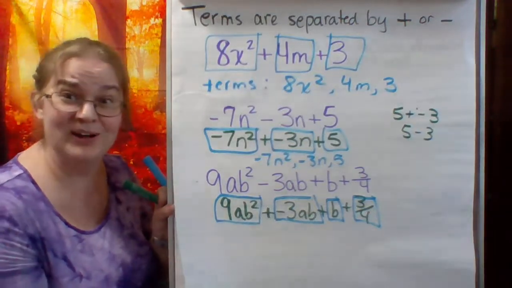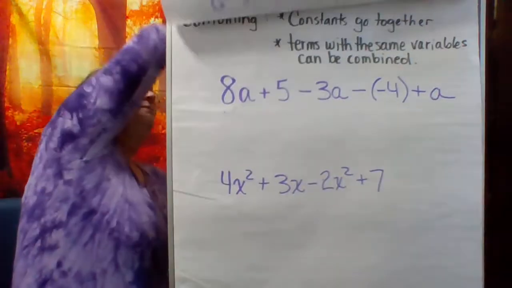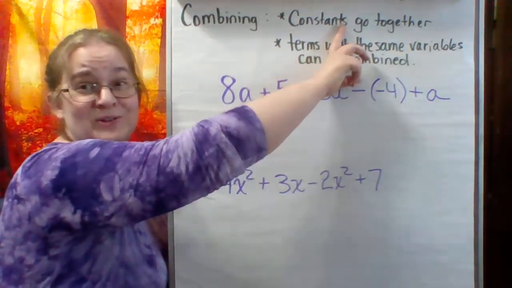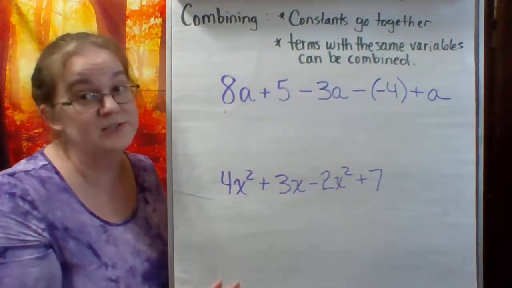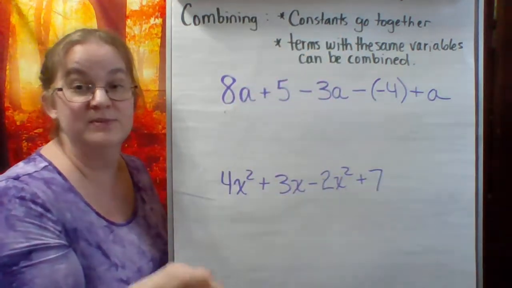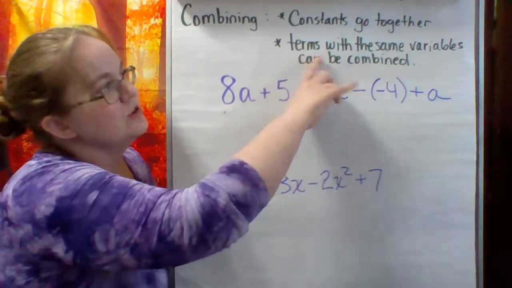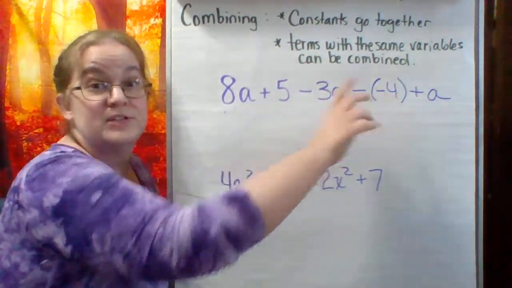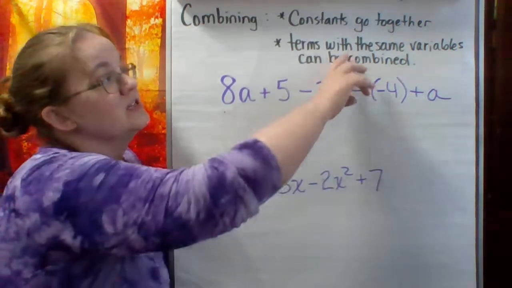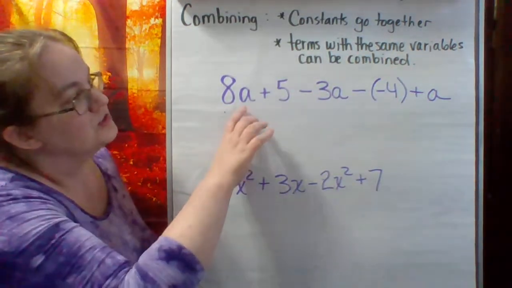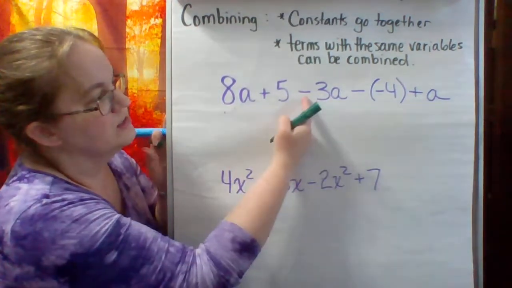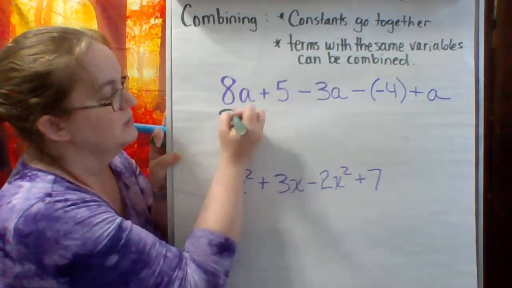So now let's talk about how to combine them, okay? In order to combine like terms, constants can always go together, so it doesn't matter if they're positive or negative, fractions, decimals. The constants, the numbers that are by themselves, can always go together. And terms with the same exact variables can be combined. It doesn't matter what their coefficients are, as long as they have the same variables. So if I take a look at this example, again, first thing I'm going to do is rewrite it so that the minus is now going to be a plus sign.